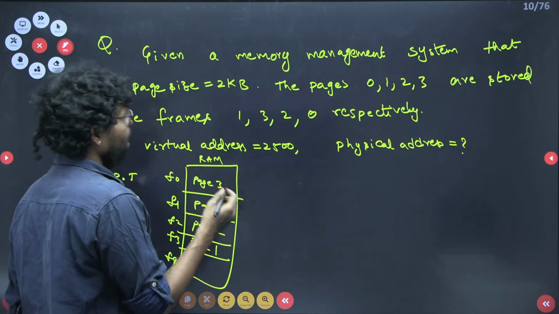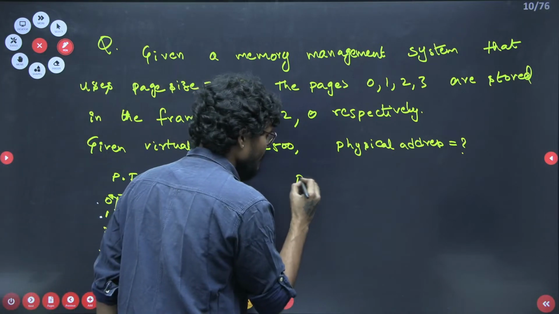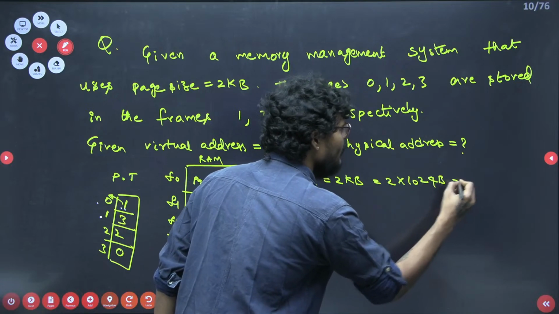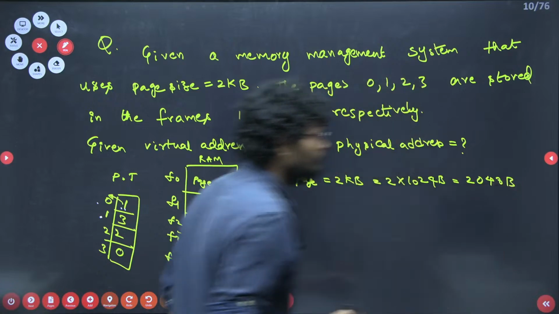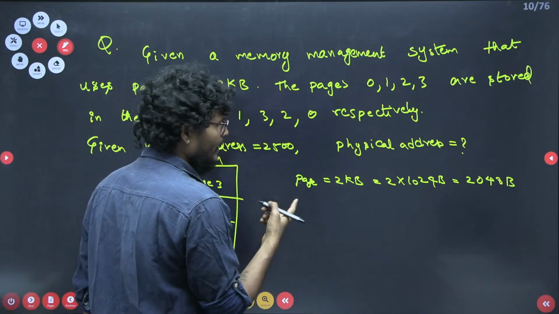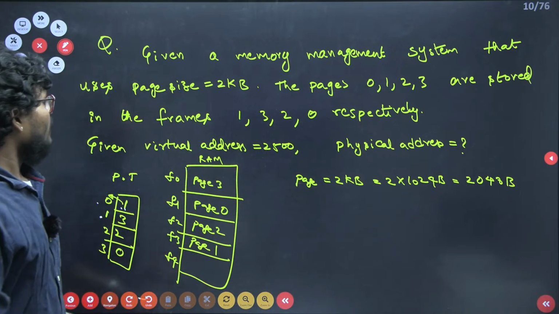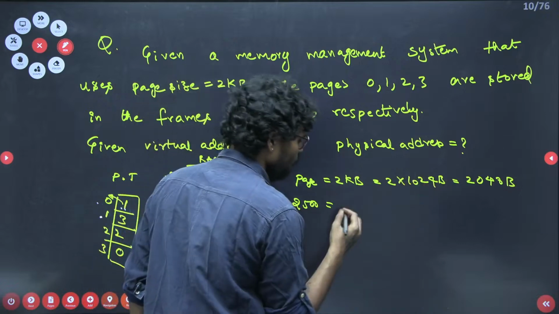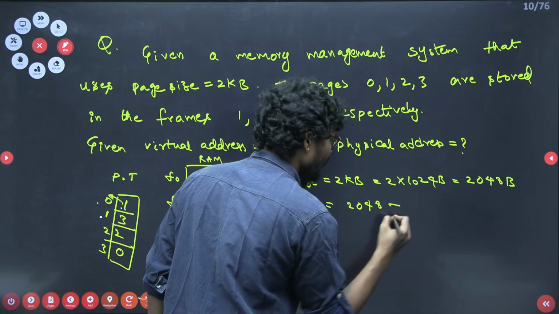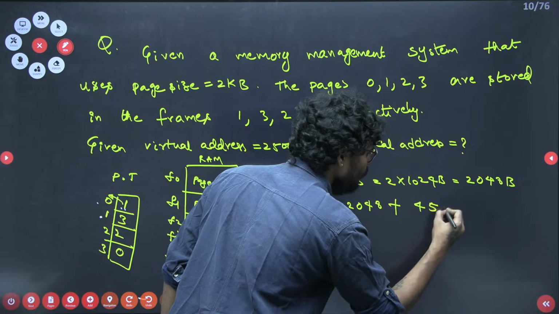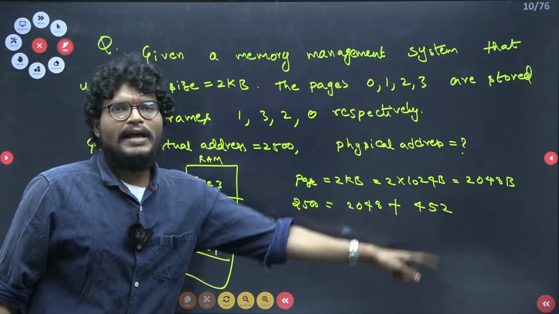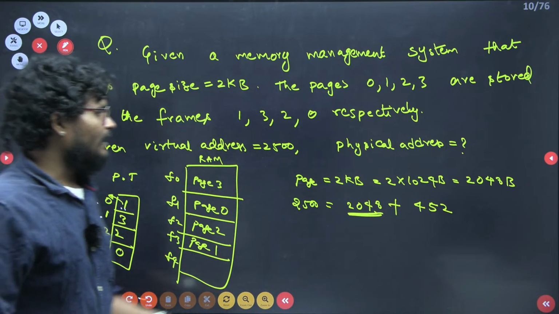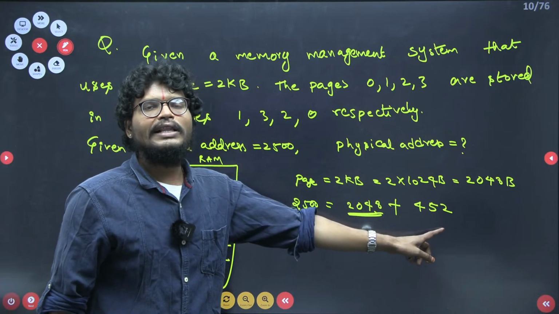So let us first figure out how many bytes are there in a page. The page size is 2 kilobytes, that is 2 into 1024 bytes, or we can say it is 2048 bytes. That means each page will contain 2048 bytes. Now the address that we need is 2500. So 2500 is given by 2048 plus 452. So the first 2048 bytes are stored in page 0, and then we will get the offset of 452 in page 1.